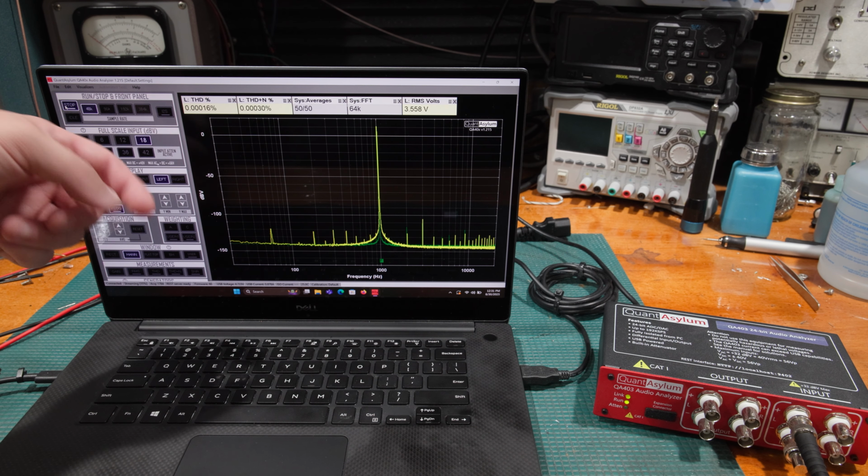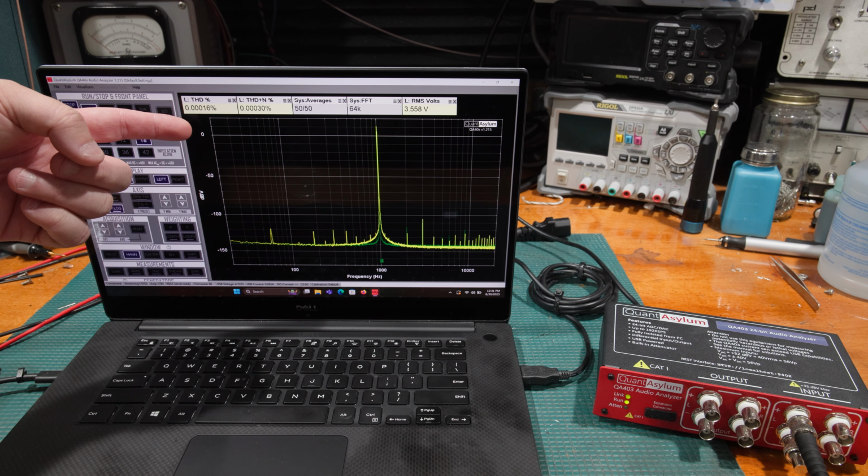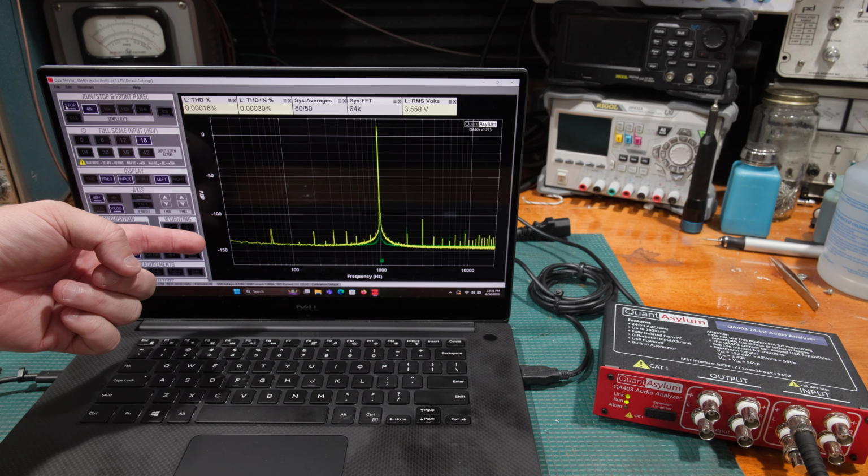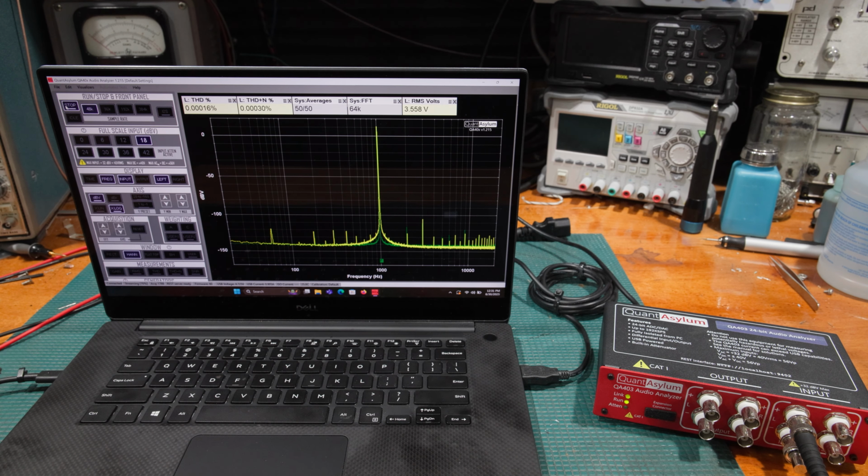On this scale, 0 dBV is here, and we're at negative, call it 130 dBV. So this is a substantial reduction in harmonic content coming out of the SG505.